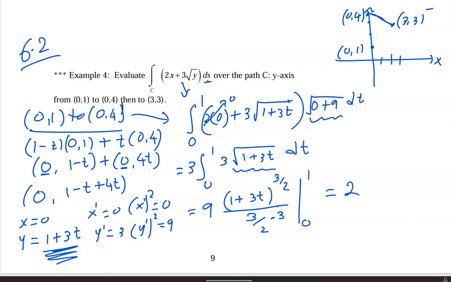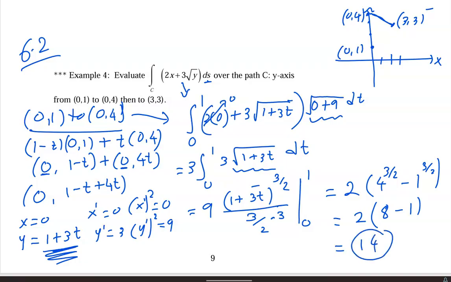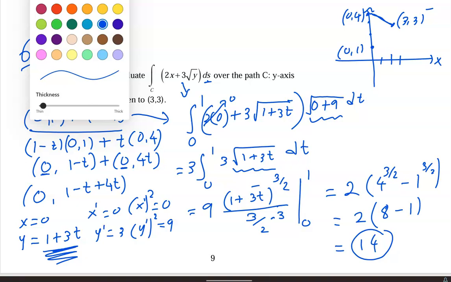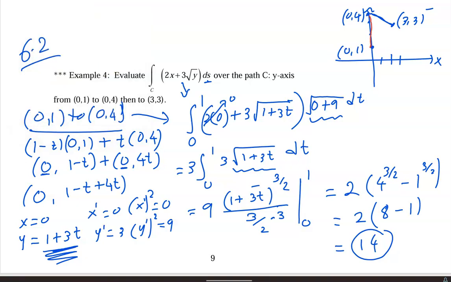You see that? And then when I plug in 1, that's going to be 3 times 1 is 3, and 1 is 4. So 4 to the 3/2 minus, if I plug in 0, that's going to be 1 to the 3/2. Okay, so that's going to be 2 times, 4 to the power half, which is square root of 4, is 2. 2 cubed is 8 minus 1, which is 7, times 2 is 14. So if I go along this path, your line integral is going to be 14.